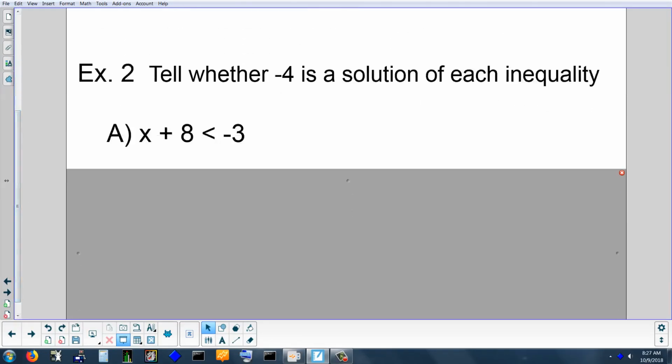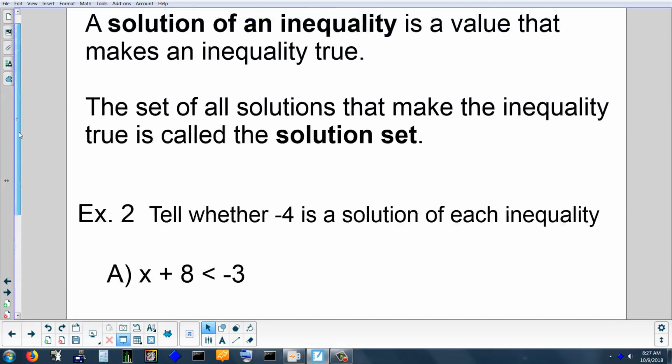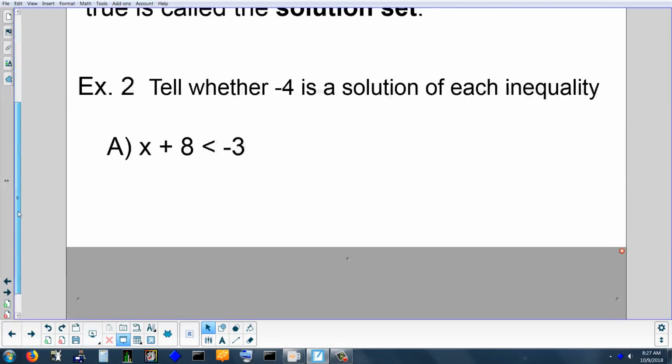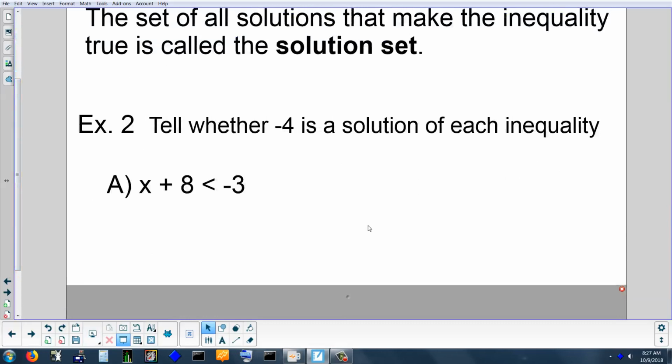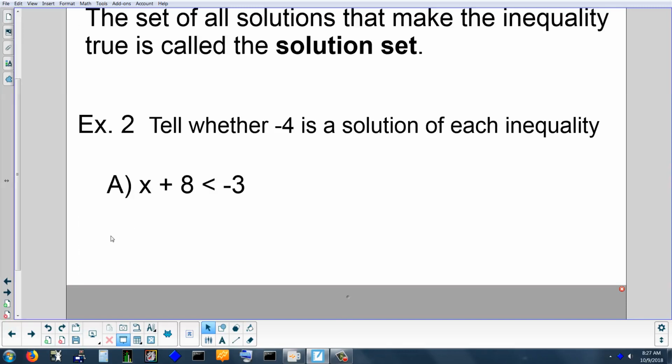So example 2 says, tell whether -4... so we're going to do -4 for both of these, all right? Remember back when we did the survival guide, when we plug in a number for a letter? What's that process called? Anybody remember? I'm going to plug in a number here for a letter. Anybody remember what that's called, or what the directions might say? Matt? Substitution. We are going to substitute, right?